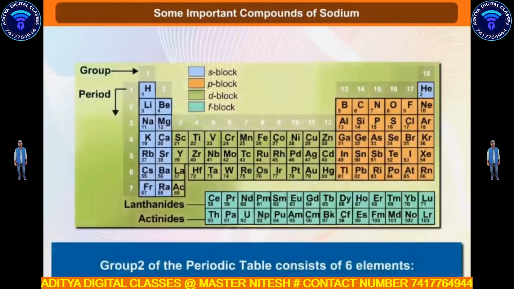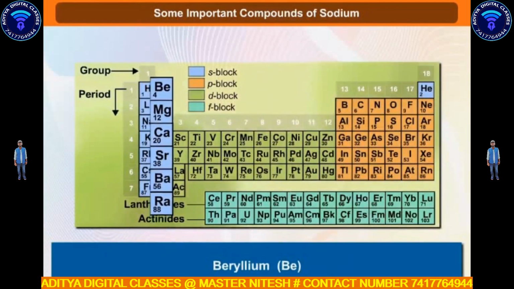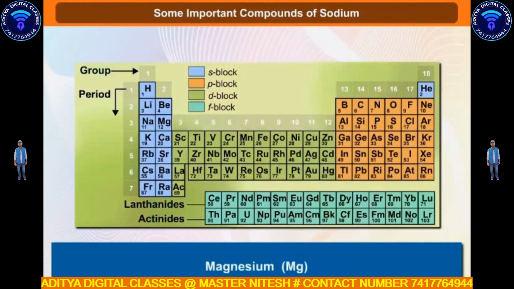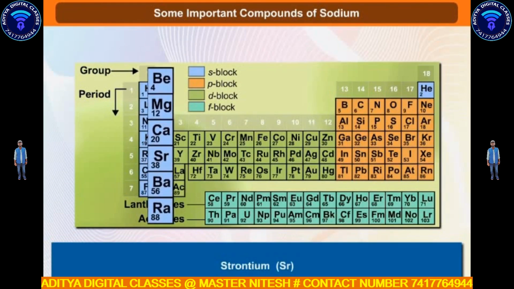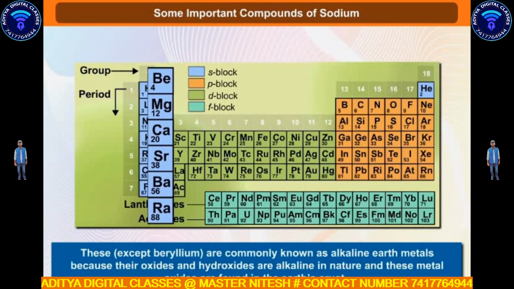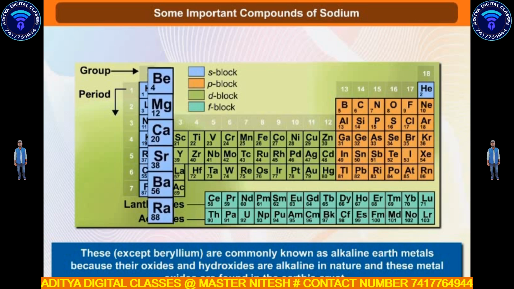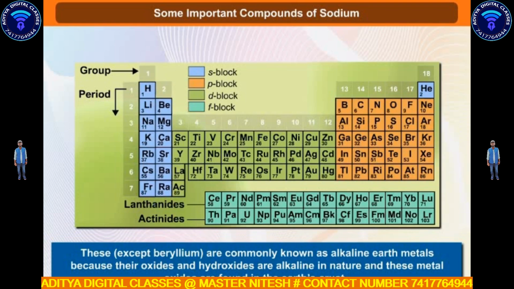Group 2 of the periodic table consists of 6 elements: beryllium, Be, magnesium, Mg, calcium, Ca, strontium, Sr, barium, Ba. These, except beryllium, are commonly known as alkaline earth metals because their oxides and hydroxides are alkaline in nature, and these metal oxides are found in the Earth's crust.